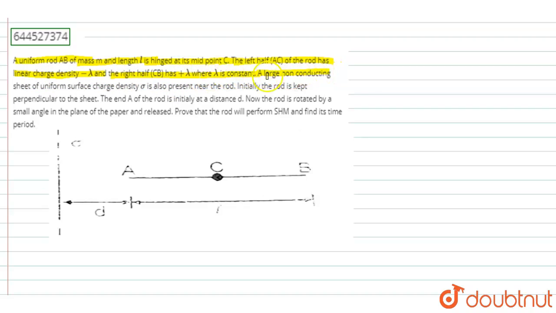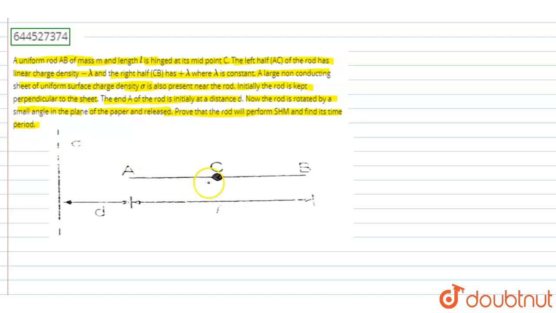A large non-conducting sheet of uniform surface charge density sigma is also present near the rod. Initially, the rod is kept perpendicular to the sheet. The end A of the rod is initially at distance D. Now the rod is rotated by a small angle in the plane of the paper and released. Prove that the rod will perform SHM and find its time period.